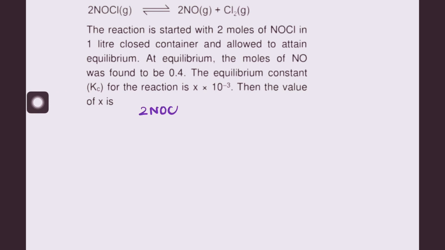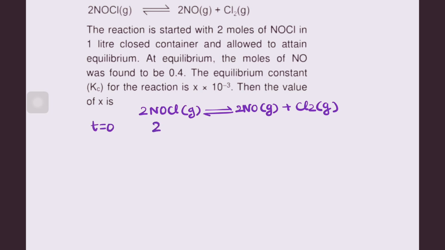We'll just write 2 NOCl gas giving 2 NO plus Cl2 gas. At t equal to 0, we have started with 2 mole of NOCl, and it is 0, 0. Now, at equilibrium, moles of NO was found to be 0.4. So 0.4 must have reacted, forming 0.4 of NO, and it will be forming 0.2 of Cl2. You can see the coefficient is the same here, so the same amount will be formed, and here the coefficient is just half of that, so it will be 0.2.